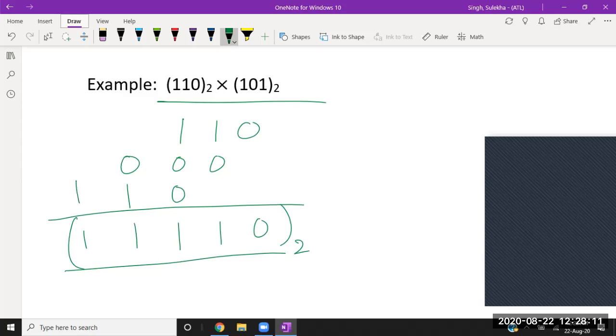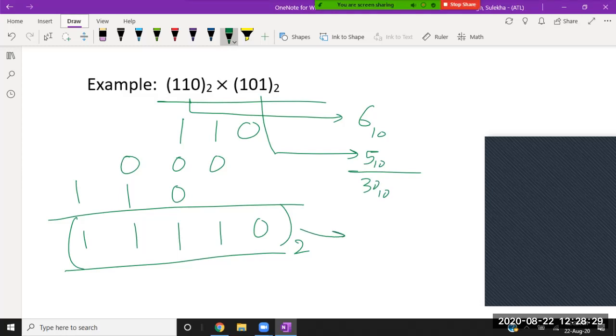The same thing is there, you can validate this one also. This is 4 plus 2, that is 6 in the decimal number system, and this is 101, that is 5 in the decimal number system. If you multiply 6 into 5, you will end with 30 in the decimal number system. And if you convert this, this is 2, 4, 8, 16. 16 plus 8 plus 4 plus 2, and that is 30.